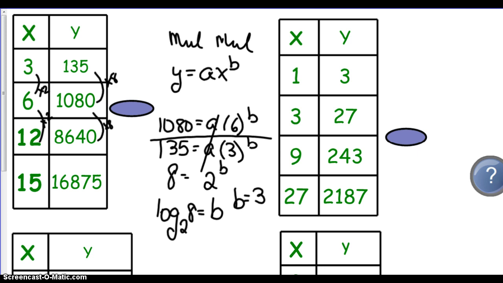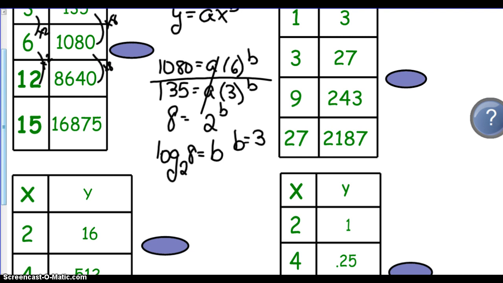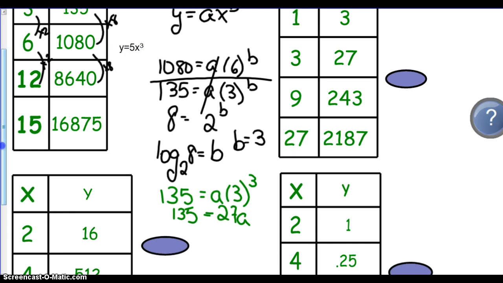Take just a second now. Let me get us some more space. Plug that back in. So I'm going to have 27a equals 135. And that is 5. And that matches even better.